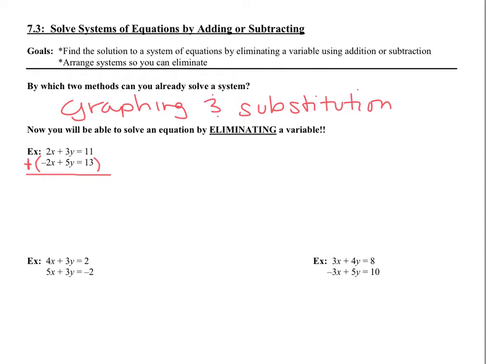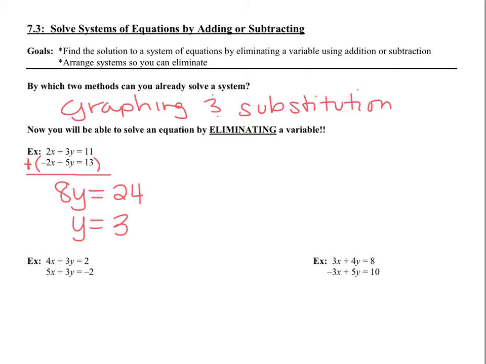And then if you add, because 2 plus negative 2 is 0, then if you add 3y plus 5y, you end up with 8y. And then if you add 11 plus 13, you end up with 24. So by adding those equations together, I've completely eliminated the x, and I end up with only y. Now I can solve for y by dividing by 8, and I get y equals 3.